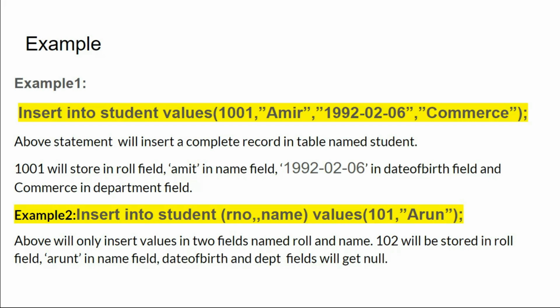If I want to change the ordering of fields, or insert for a particular field alone when I don't have values for the remaining fields, then I can follow example 2. Insert into student, and before the values, I can give the field names, and for each field I can give the values. So the roll number will be mapped to 101 and the name will be mapped to Arun. The remaining fields which I have not mentioned will be taken as null. In this case, a primary key column cannot be null, so you should be very careful when doing this kind of insert statement.